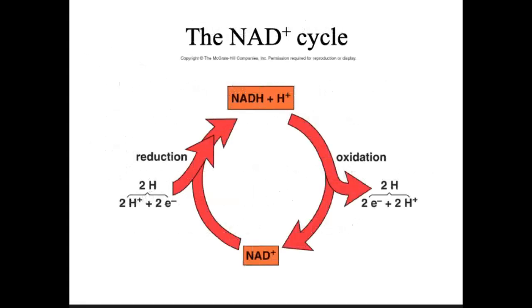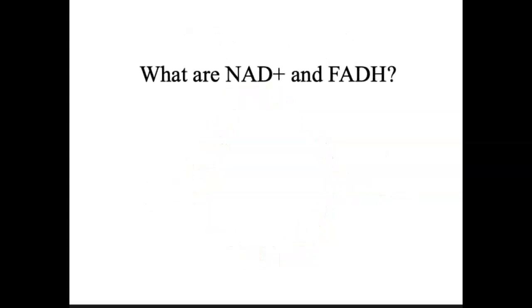NAD, once it's used, will then be recycled down, converted to NADH, and then recycled back into NAD plus again. These are 2 major coenzymes, NAD plus and FADH. These are coenzymes that are used to carry hydrogen ions and electrons through cell respiration.